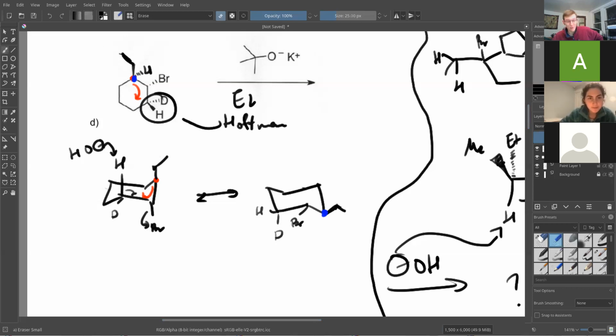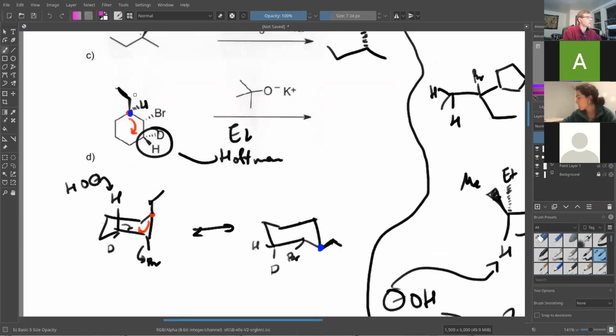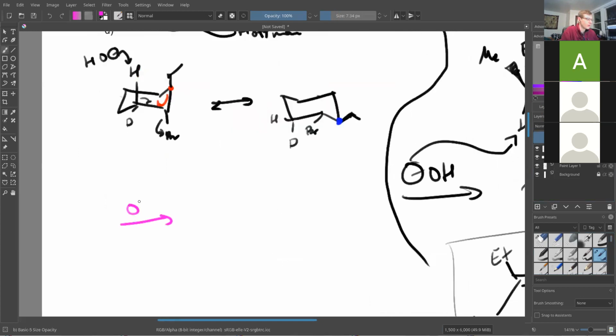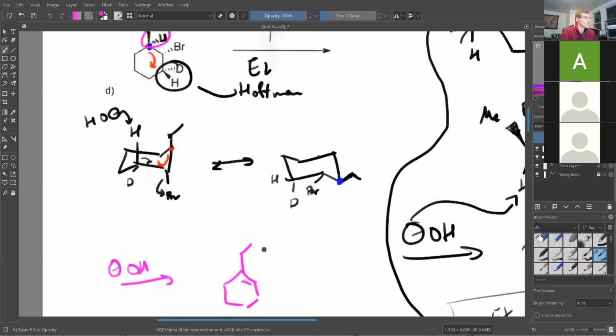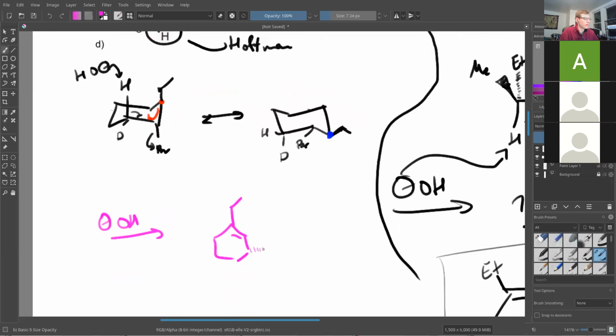The hydrogen would still have to be anti-periplanar because that always has to happen for E2, but it would go after the other hydrogen. So if you had, for example, I'm going to use pink, if you had OH, it would go after that hydrogen. And so if you gave this OH, then the structure that you would wind up getting would look like this, right? And then over here, this would stay exactly the same. Whoops, that's not a bromine, that's a hydrogen.